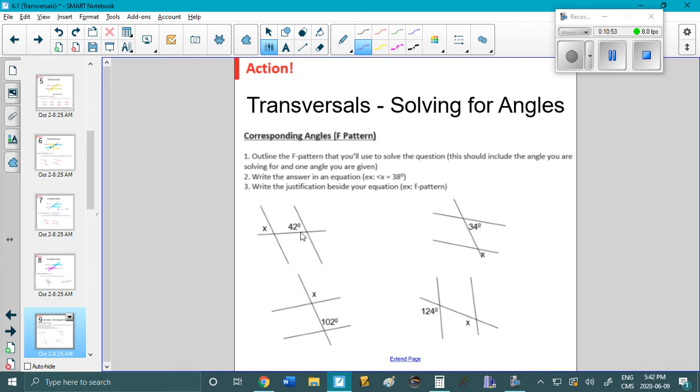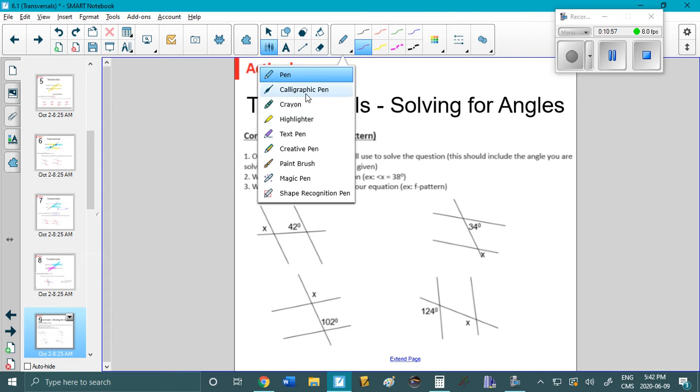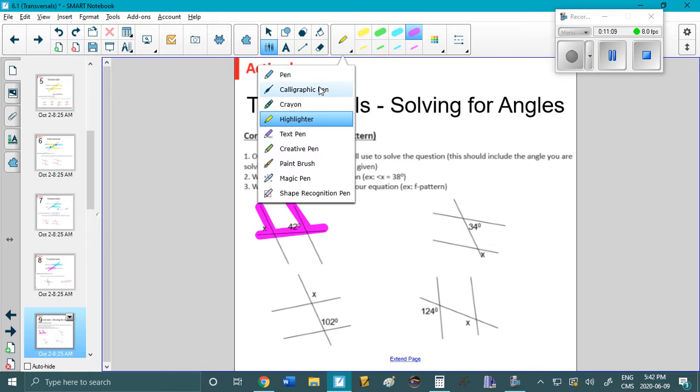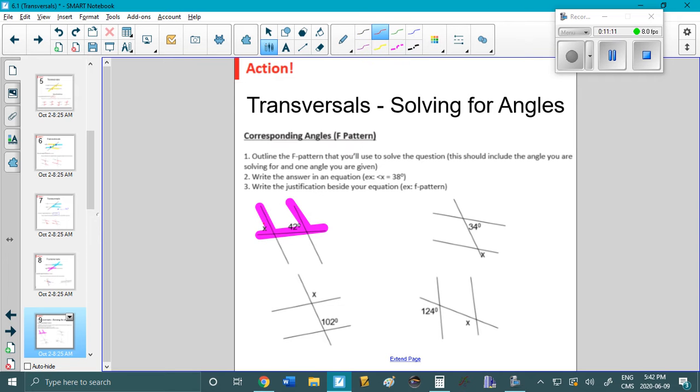So what I'm going to do is I'm going to do two of each and leave the other two to you. So this one, it's telling us that it's F pattern. We know that these lines are parallel because we've been told they're parallel. So I draw this one, and then I get my F going here. Okay, and the way that this works is that this and this are the same, and this is what we write. X equals 42 degrees by F pattern.